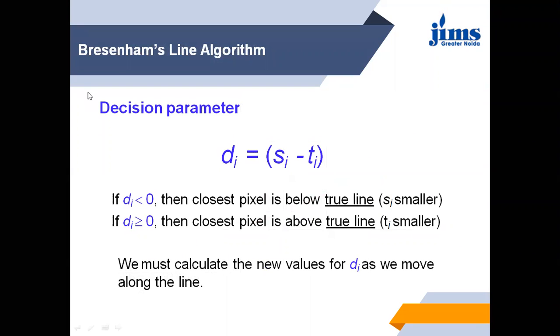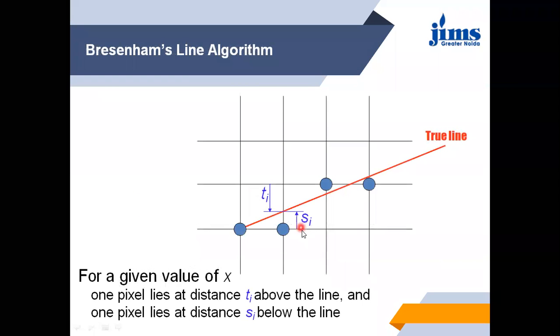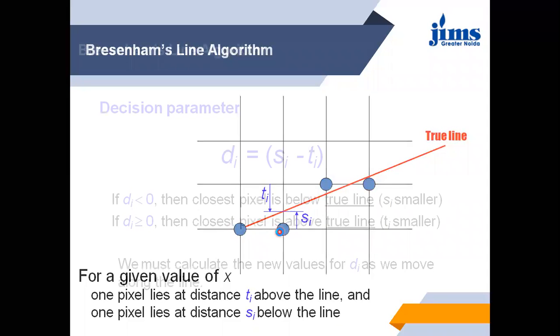So here, this is our decision parameter. I told you that we have to decide whether to glow the upper pixel or the lower pixel, so we have to find the distance for that. So di equals Si minus Ti, which means I am taking the lower distance and subtracting the upper distance from it.